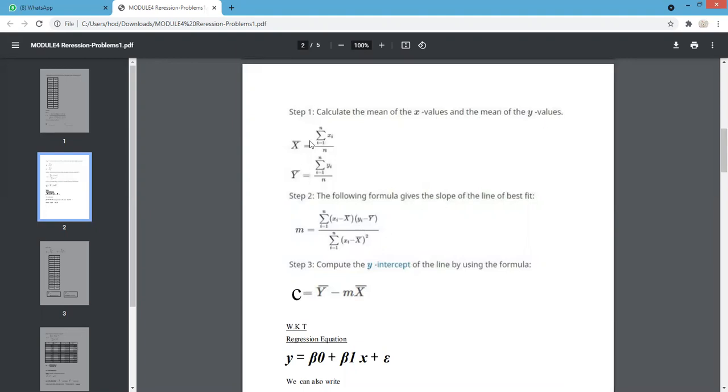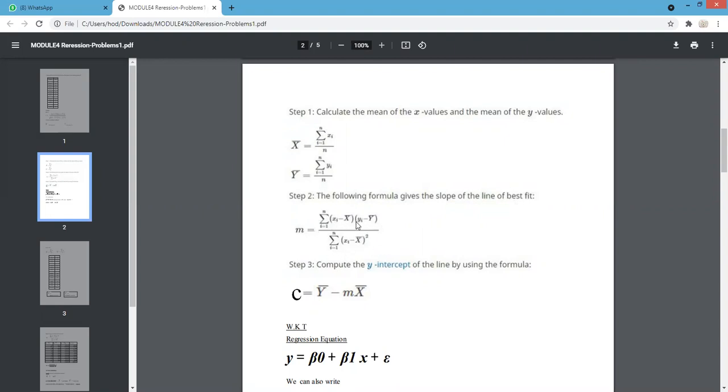So second step, once you calculate the mean of x, that is defining x bar. The mean of y is defining y bar. The following formula will give the line of best fit. Here m is defining the slope, that is nothing but summation of i equal to 1 to n, xi minus x bar into yi minus y bar, divided by summation of 1 to n, xi minus x bar whole square. So m, the slope, is defined by this particular equation.